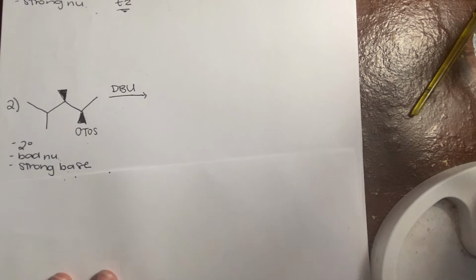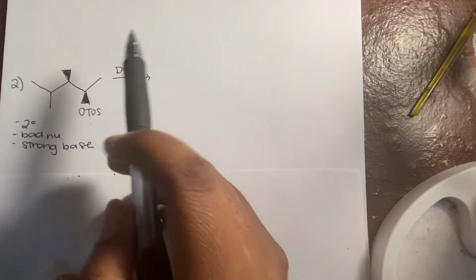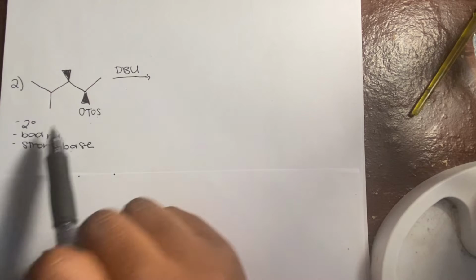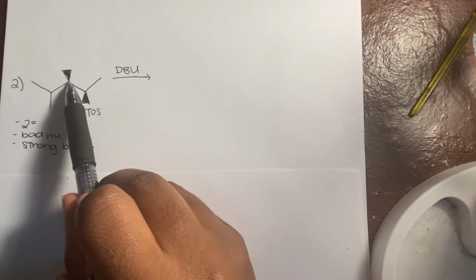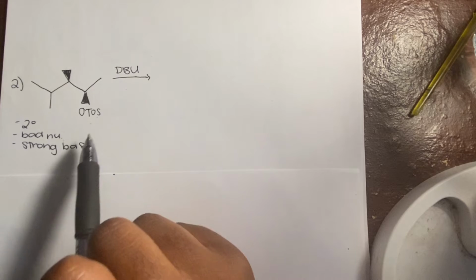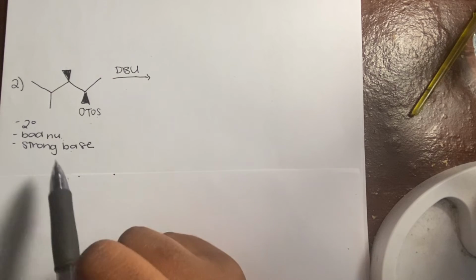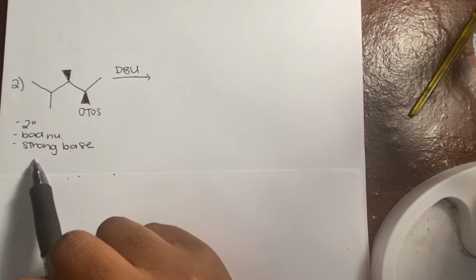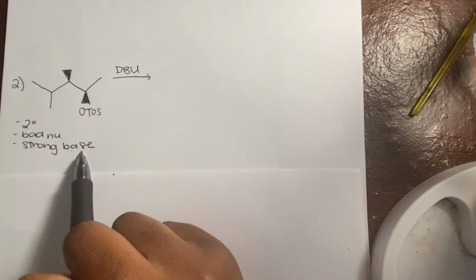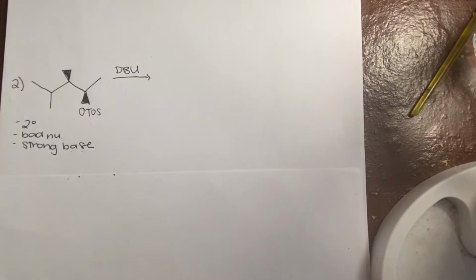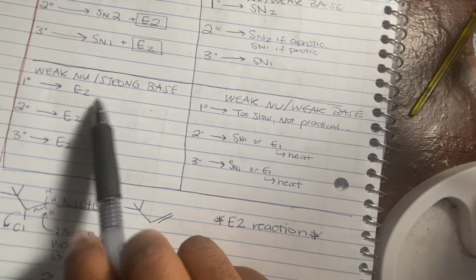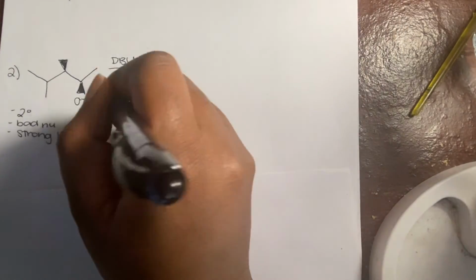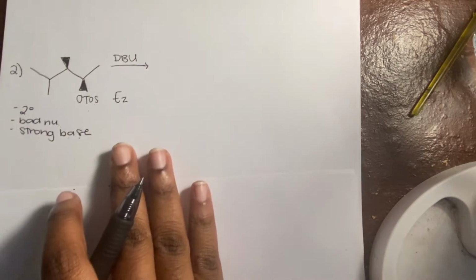Now for number 2, we have basically the same thing, but instead we have DBU and OTs as our leaving group. Once again, it's a secondary. This carbon is connected to 2 carbons. Our DBU is a bad nucleophile, but it is a strong base. Bad nucleophile, so we can rule out substitution, and it's a strong base. So that means it can be E1 or E2. So when we have a weak nucleophile and a strong base on a secondary, that's going to give us our E2 reaction. So we have E2.